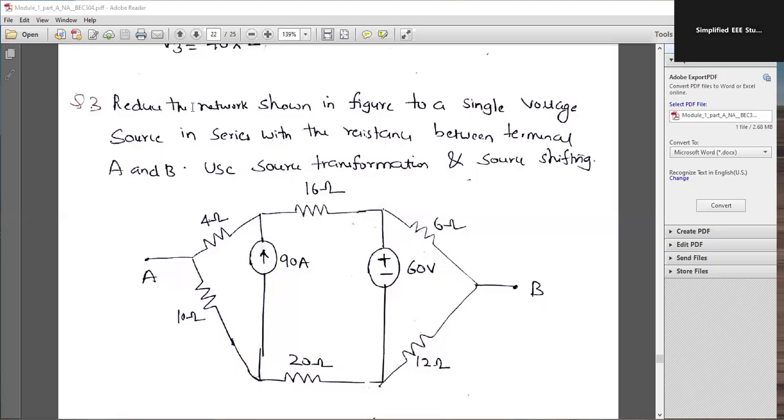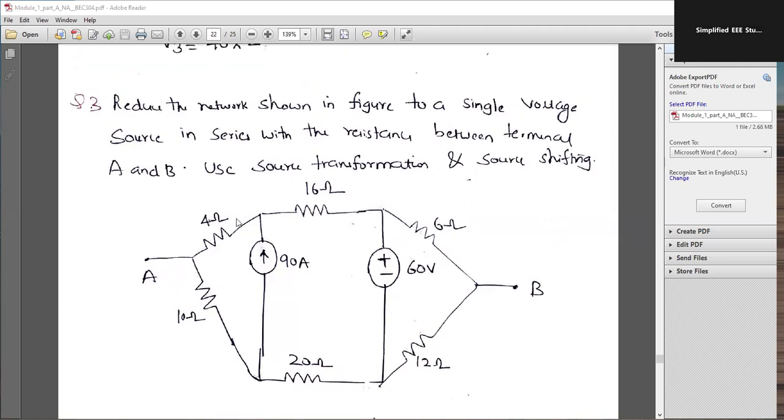There is one more numerical example on source shifting and source transformation. Let's read the question carefully. Reduce the network shown in figure to a single voltage source in series with the resistance between terminal A and B. Use source transformation and the source shifting. They have given the hint also.